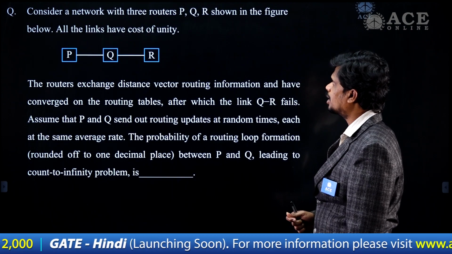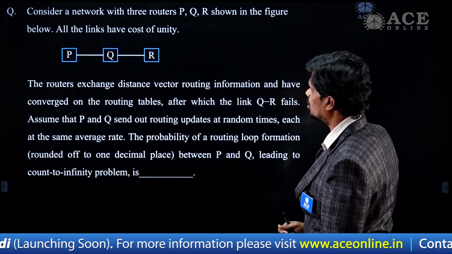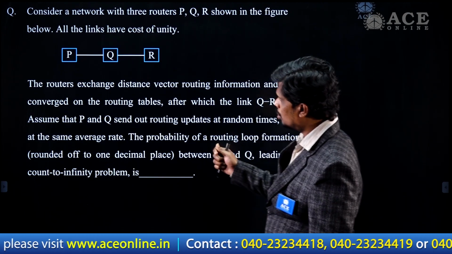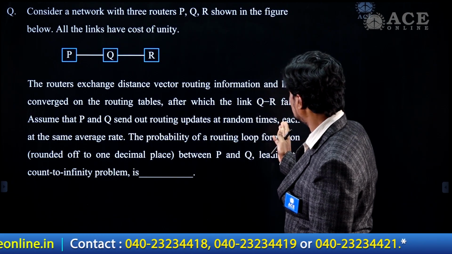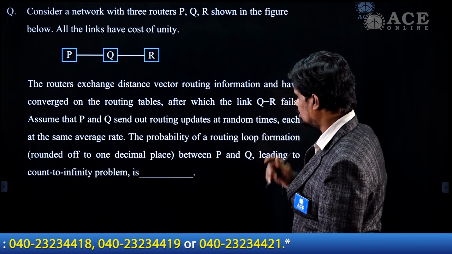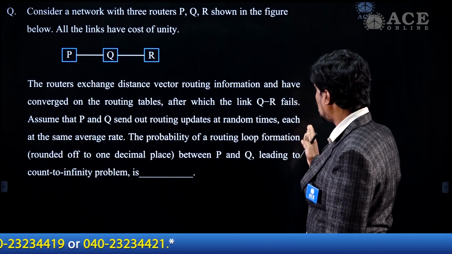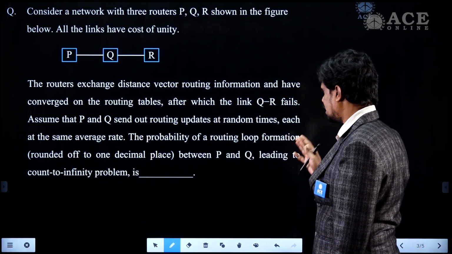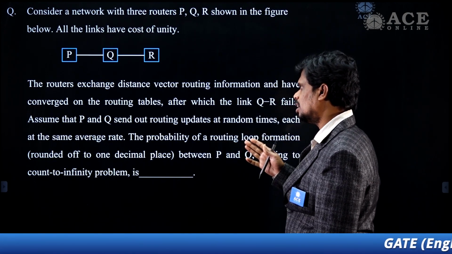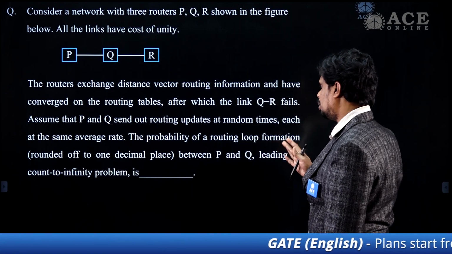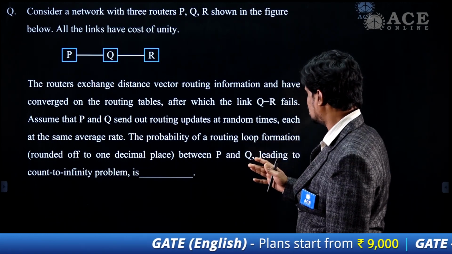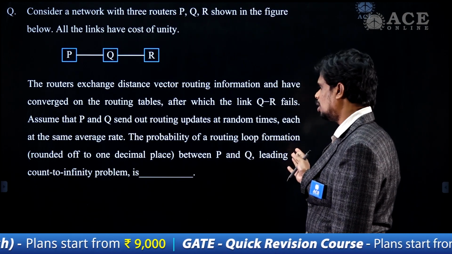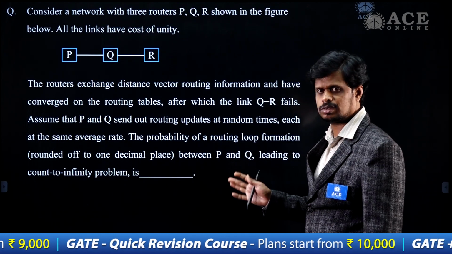Consider a network with 3 routers P, Q and R shown in the figure below. All the links have a cost of unity. The routers exchange distance vector routing information and have converged on the routing tables, after which the link QR fails. Assume that P and Q send out routing updates at random times, each at the same average rate. The probability of a routing loop formation, rounded off to 1 decimal place, between P and Q leading to the counting to infinity problem is dash.